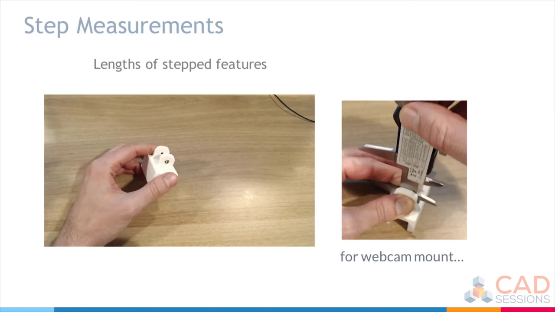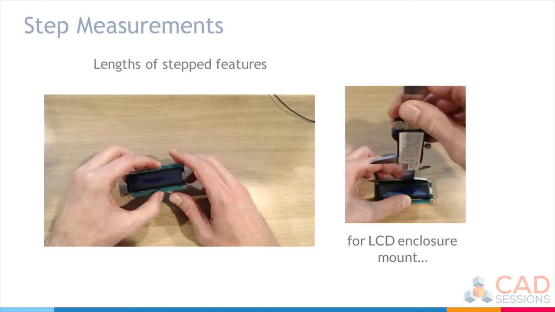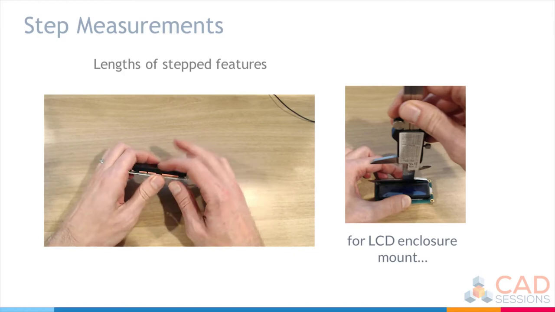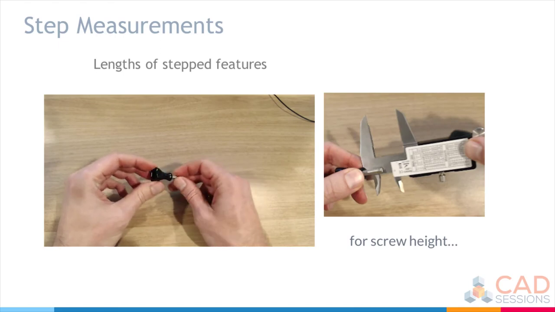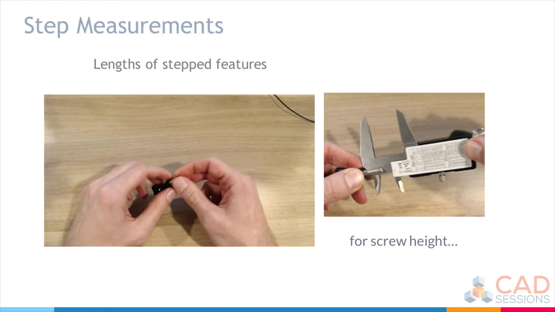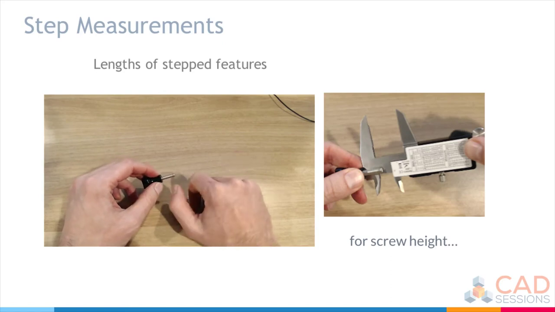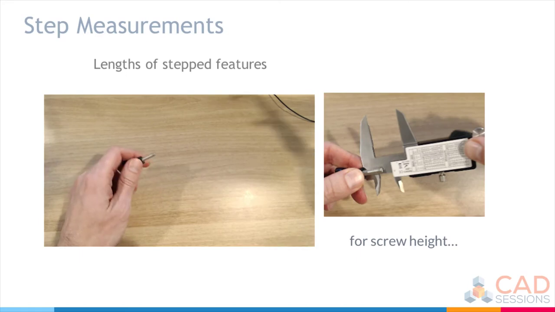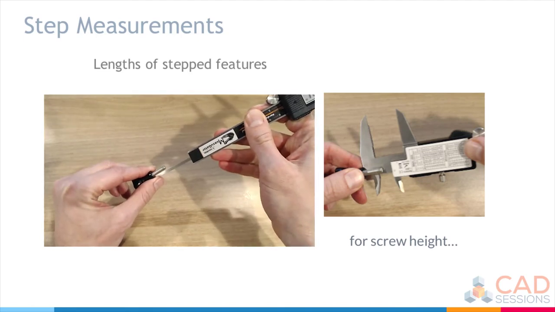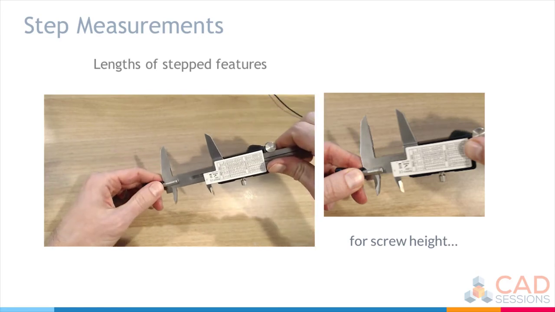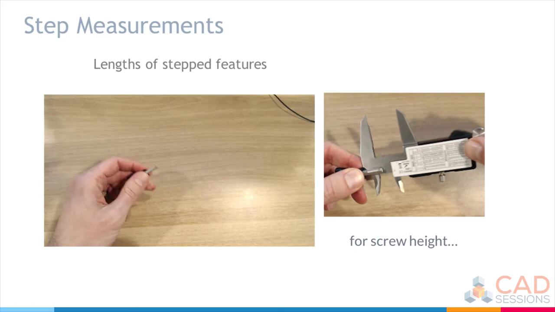I have this mount, and if I wanted to measure this distance here, I could use the step function. If I have the LCD display and wanted to measure the height of this, I could use either the depth function or the step function. And if I have this knob with the screw at the end and wanted to measure the length of the screw, I could use the inside jaws to get an approximate measurement, I could use the depth, and I could use the step. As you can see, step falls into several types of measurements.